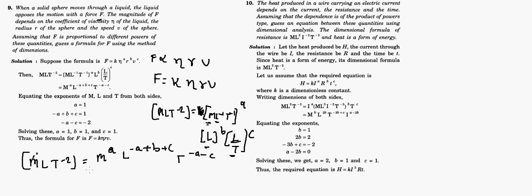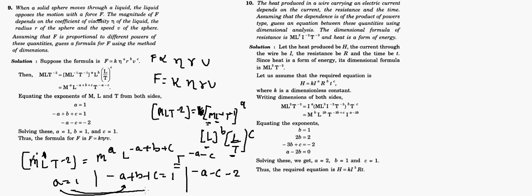Finally we just need to equate. M raised to power 1 is there, so a is equal to 1. For L, L raised to power 1, and on this side we find L raised to power -a plus b plus c, that is equal to 1. Just keep this as it is. We put the value of a, and for T, -a minus c is equal to -2. Putting the value of a, I get -1 minus c equal to -2, so c is equal to 1.